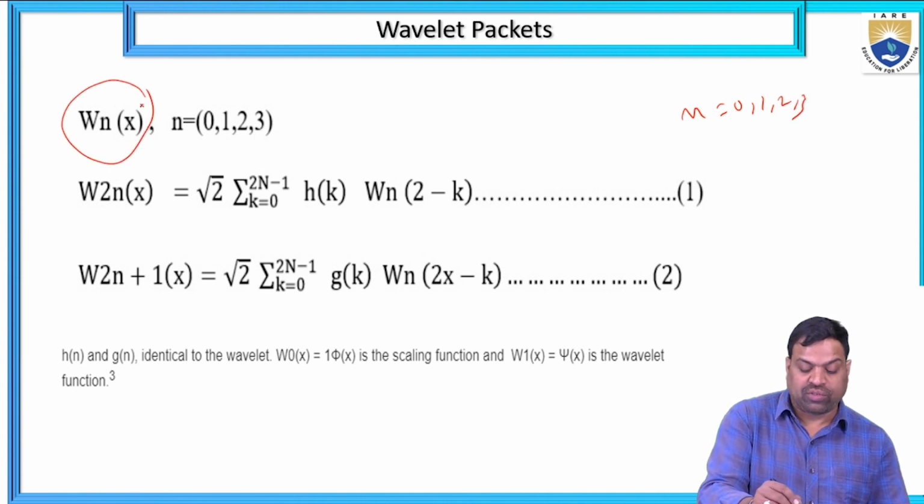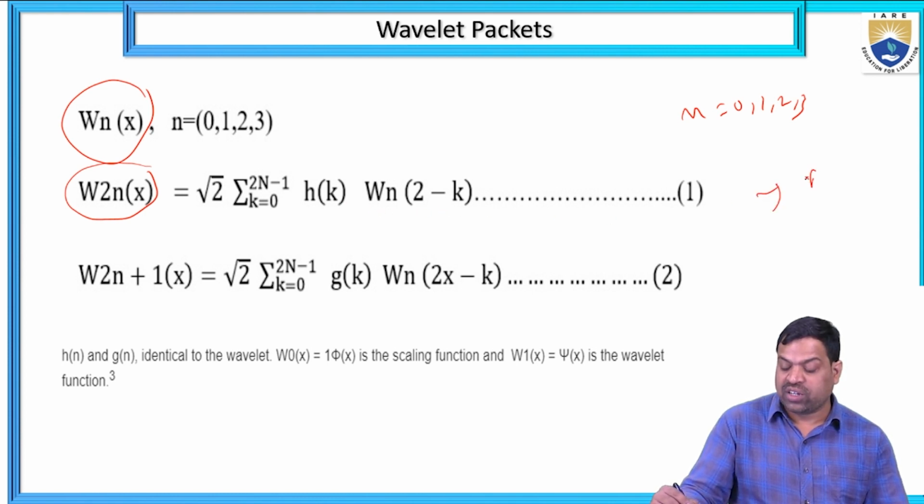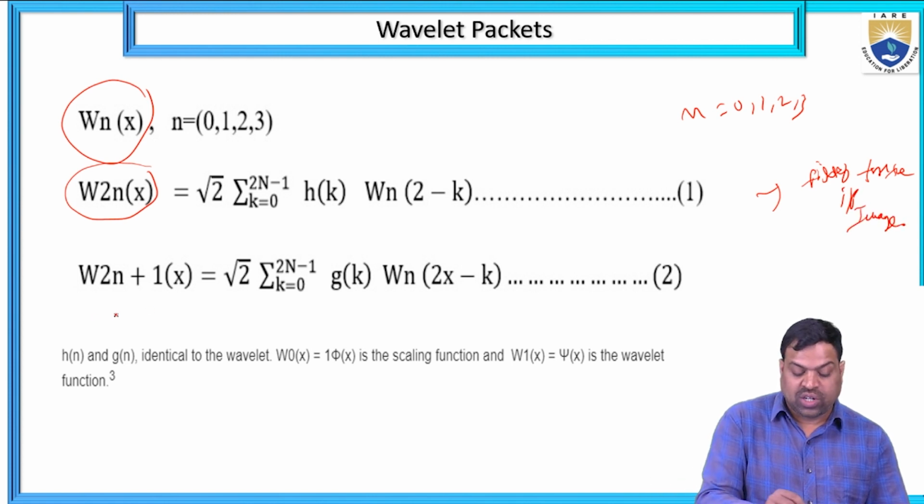Input is Wn of x. If I am taking W2n of x, what will happen means root 2 summation k equal to 0 to 2n minus 1 of h of k into Wn of 2x minus k. So here I am applying the filter for the input image. So W2n plus 1 of x equal to root 2 summation k equal to 0 to 2n minus 1 of g of k into Wn of 2x minus k.